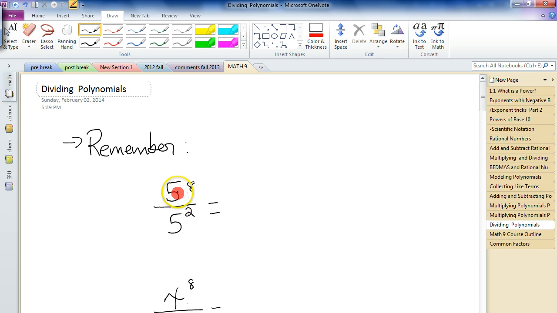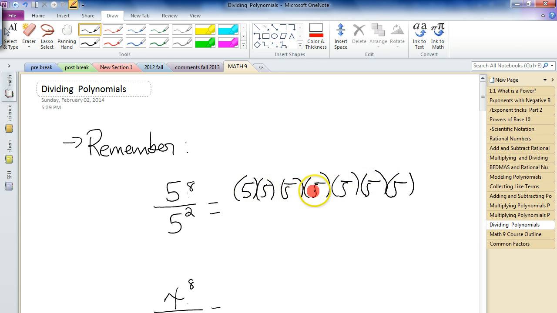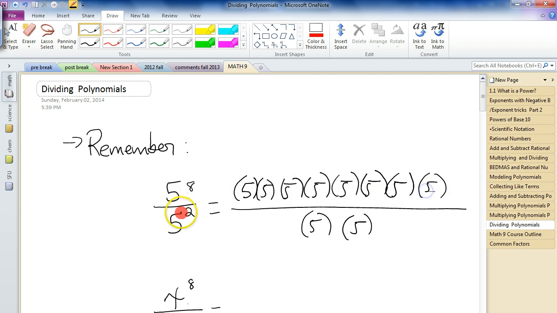From our exponent tricks, hopefully you remember that 5 to the power 8, which by the way means 5 times 5 times 5 times 5 times 5 times 5 times 5 times 5, 1, 2, 3, 4, 5, 6, 7, 8 5s, divided by 5 times 5. That's what that means, right? 5 to the power 8 means all that. 5 to the power 2 means all that.